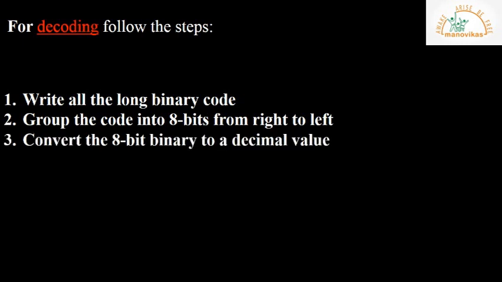After you group it, in step number 3, convert that 8-bit binary form to its respective decimal value. For this, you have to follow binary to decimal conversion. I have already explained how to convert a binary number system to decimal number system in my previous video. So those who have not watched it, please watch that and then follow this so that you can understand this.